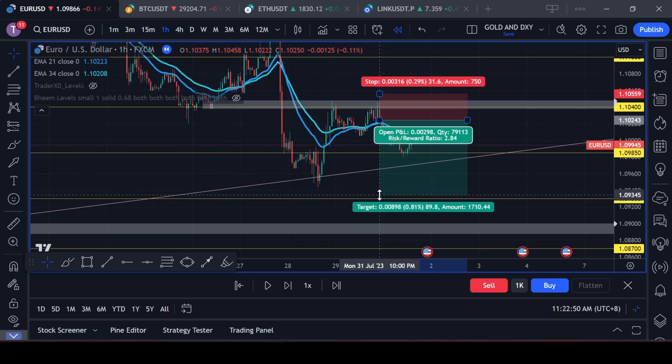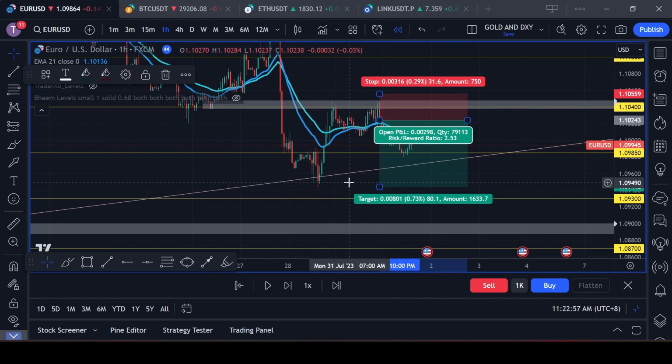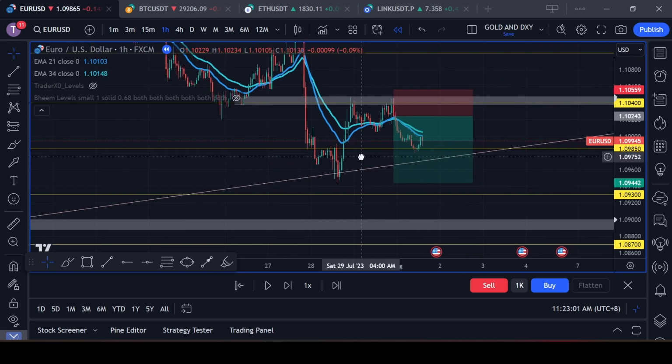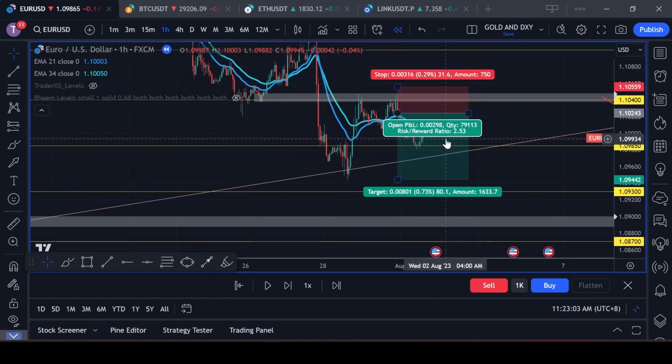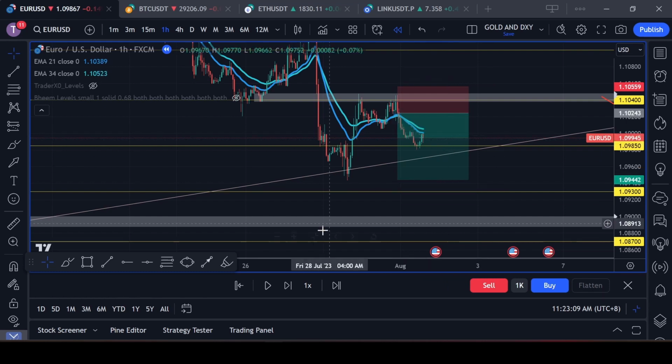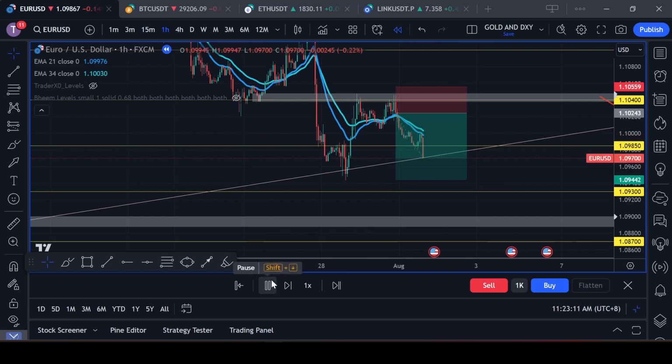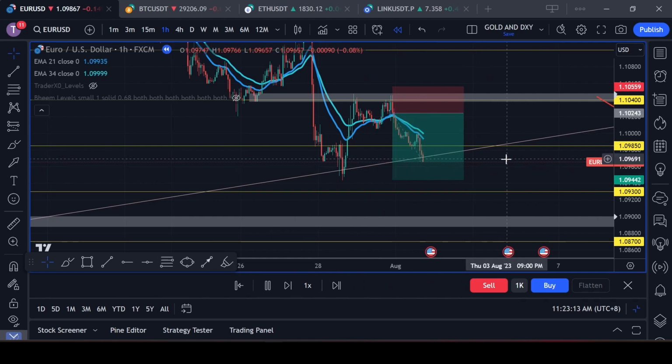90 pip is about thereabout, right? But to be safe, I want to target this area of prior support, which is the prior low. Okay, so just missing out on the 3-to-1 risk to reward ratio, this is about 2.5, which is also pretty good. Let's play it further. Continue breaking down.